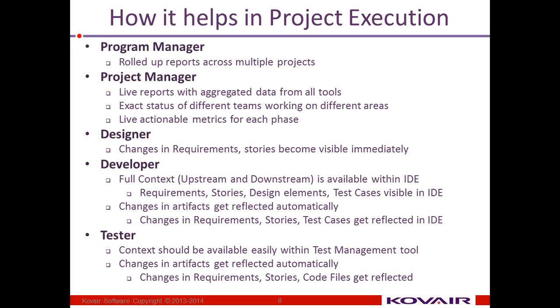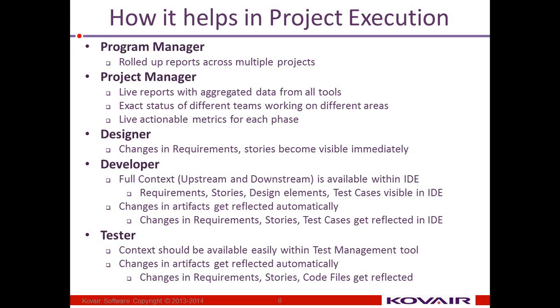The project manager gets to see the live reports with aggregated data from all tools, so would be interested in more granular reports where he can see what are the different phases, how they're going, and so on, and the exact status of different teams working on different areas, maybe working from different geographical locations. So any corrective action required, again, the project manager can immediately jump onto it. He can get the live actionable metrics for each phase. If one of the defects gets resolved, that should also reflect back in the project manager's dashboard.